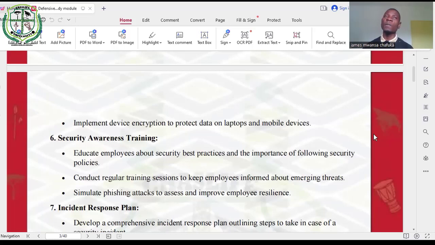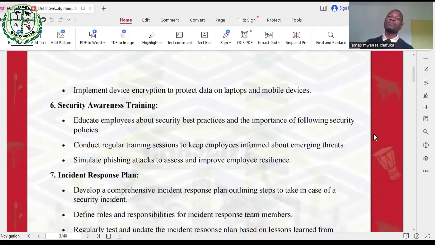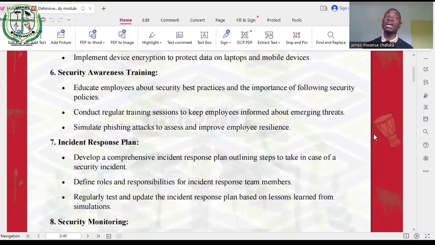Now, when you encrypt your data, you are using either asymmetric encryption or symmetric encryption. But in the case of putting a password to encrypt your data within your computer, it means that you are using a private password, which is asymmetric encryption. Okay, very important. Let us proceed by looking at another factor, which is security awareness training.